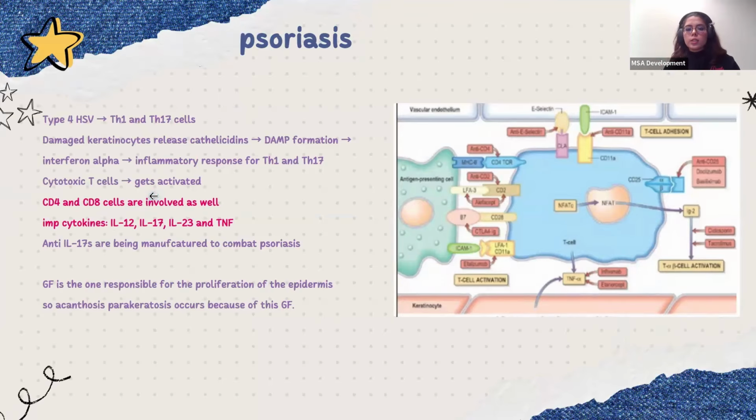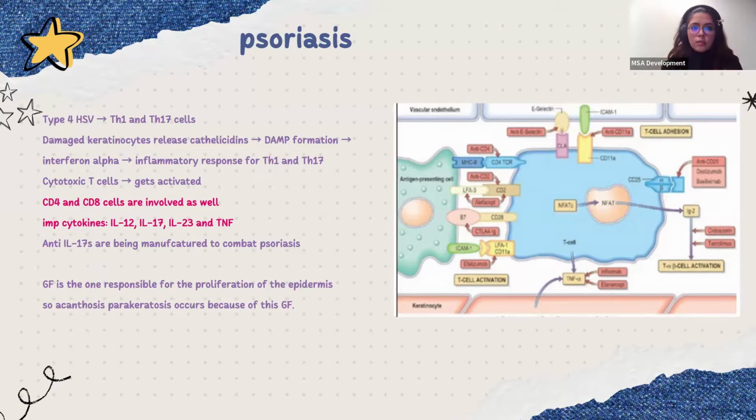This is from your immune lecture. I just added it here because it will help you connect things all together. Now, we said it's a type 4 hypersensitivity response. Th1 and Th17 cells are involved. The damaged keratinocytes release cathelicidins. There are damage associated proteins being formed, interferon alpha. Inflammatory response for Th1 and Th17, cytotoxic T cells get activated. CD4 and CD8 are also involved. Important cytokines include interleukin 12, interleukin 17, interleukin 23, and tumor necrosis factor.